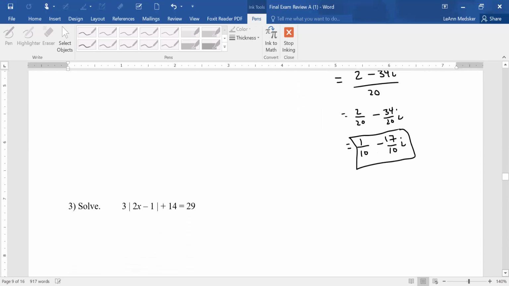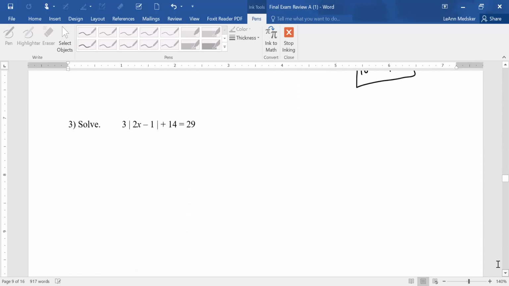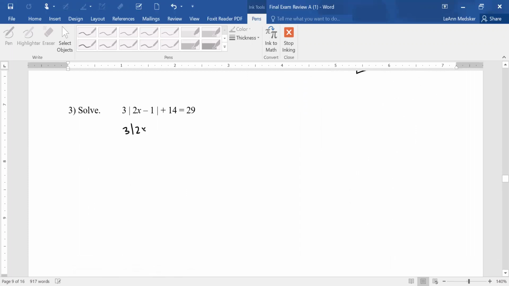Okay, moving on to number 3, we're trying to solve this absolute value equation. You need to isolate the absolute value first. So we'll subtract over the 14, that makes that 15. We'll divide both sides by 3 so we can get our absolute value by itself.